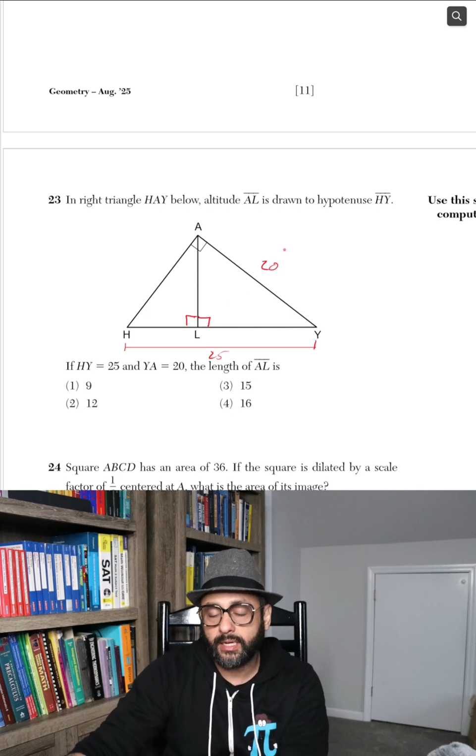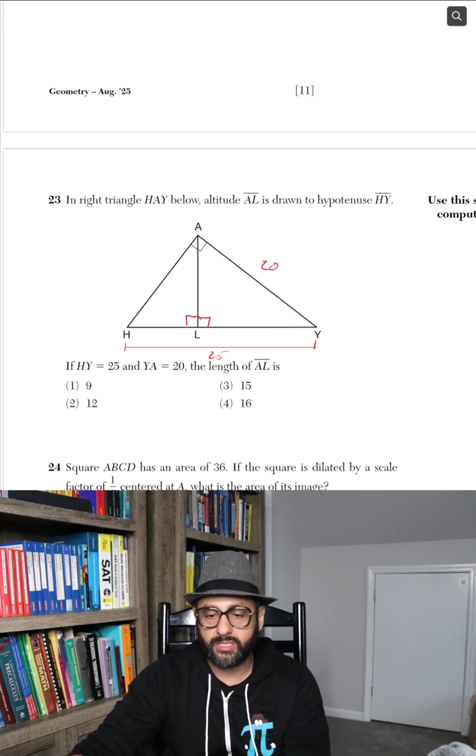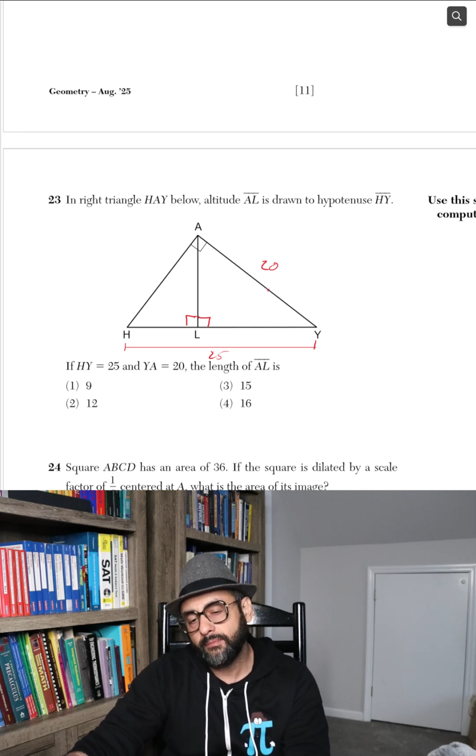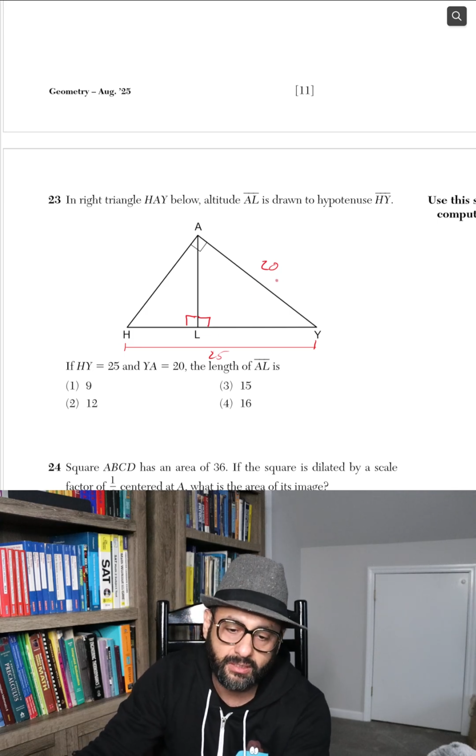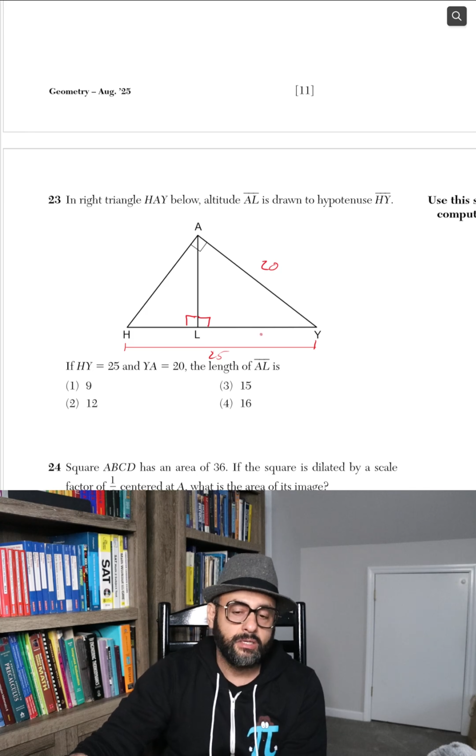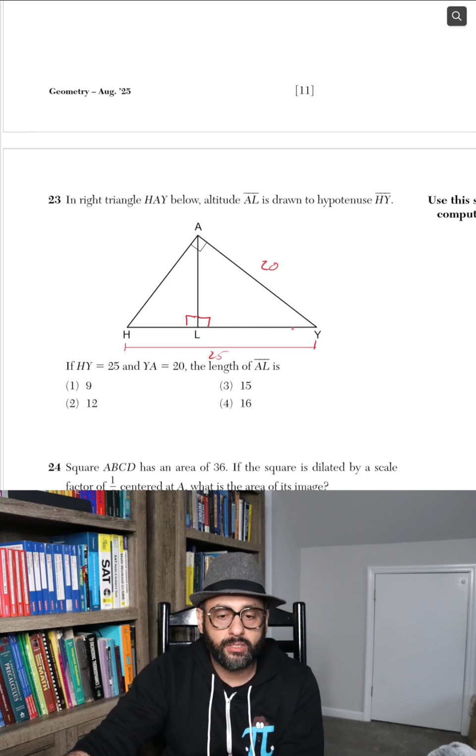Now, like I said, the angles are drawn to scale, but the second piece is that the 20 is shorter than the 25, and it's more than half of the 25 by a lot. So this diagram is actually drawn to scale.